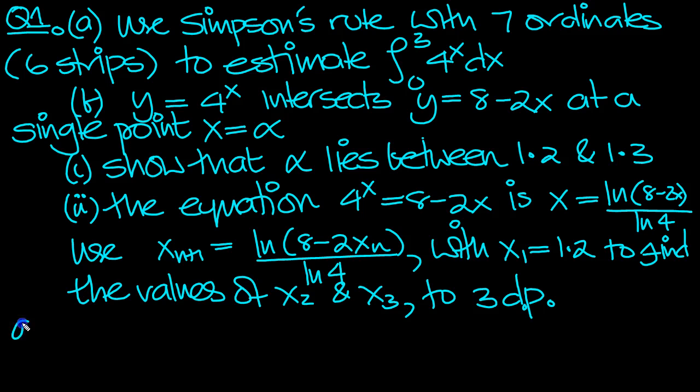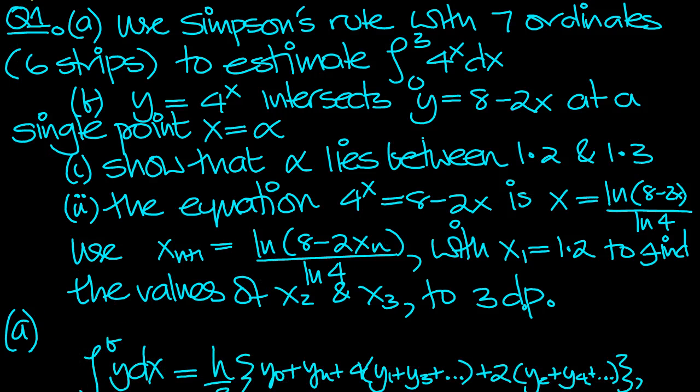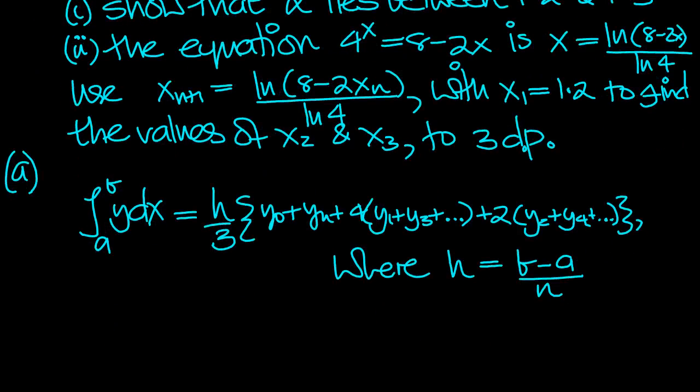We've got Simpson's rule to start with, so I'm just going to paste in the formula. It's the integral of 4 to the x between 0 and 3, 7 ordinates, or 6 strips. So here's the formula, between 0 and 3 of 4 to the power x. a is 0, b is 3, and y is equal to 4 to the x, wasn't it?